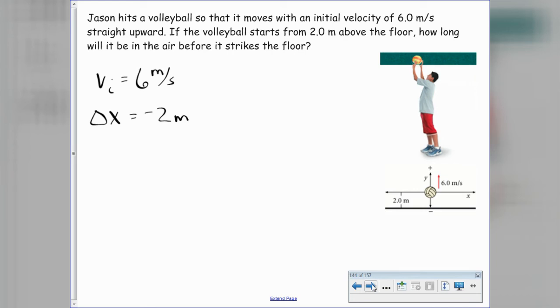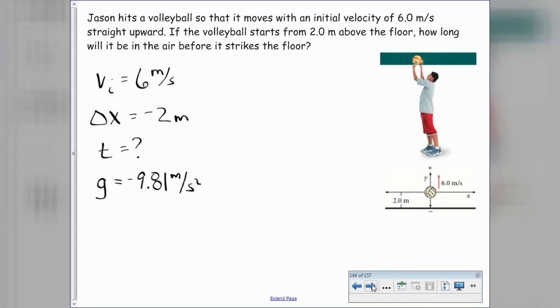How long will the ball be in the air before it strikes the floor? So time is our question mark. But you can't solve this problem without one more piece of information, and that would be, since it is in free fall, the value of the acceleration is negative 9.81 meters per second squared. Again, negative because of the direction. It doesn't give you that in the problem, but you should realize that you need it to solve it.